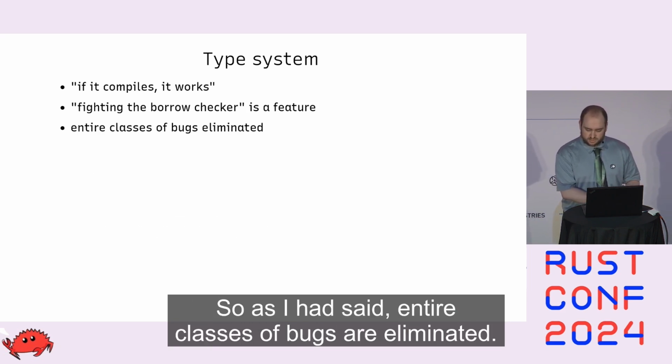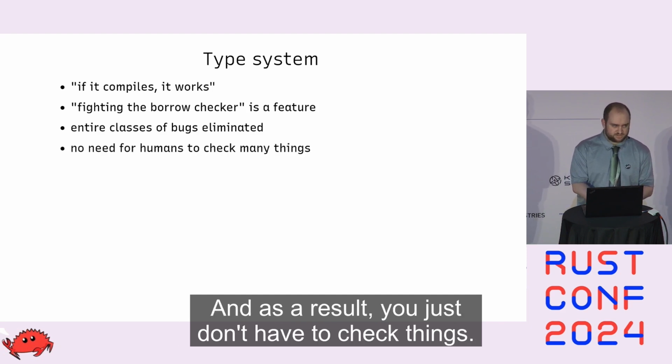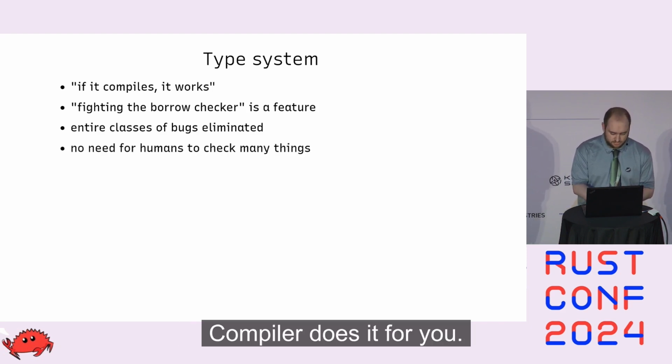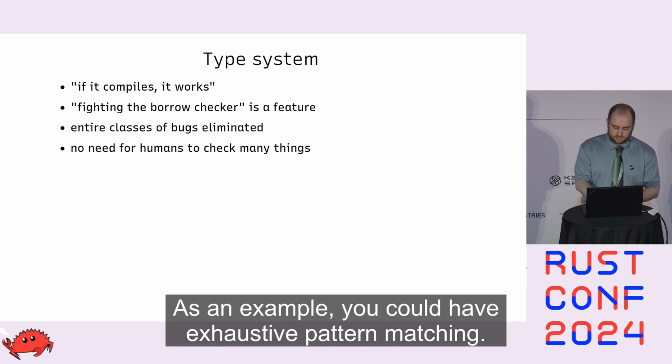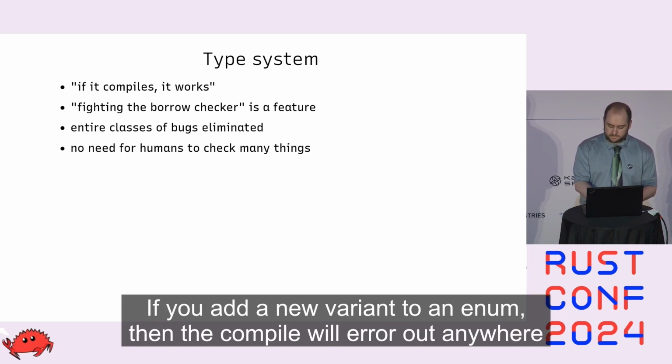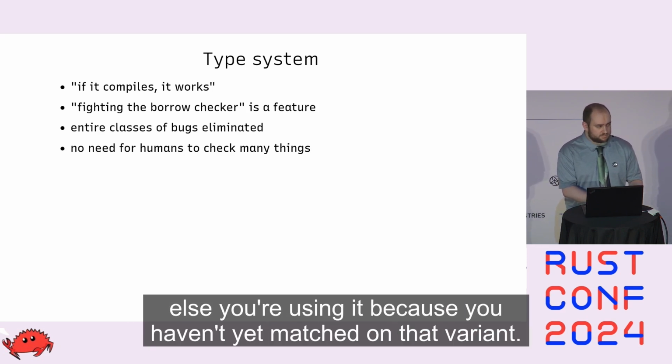So, as I had said, entire classes of bugs are eliminated, and as a result, you just don't have to check things. The compiler does it for you. As an example, you could have exhaustive pattern matching. If you add a new variant to an enum, then the compiler will error out anywhere else you're using it because you haven't yet matched on that variant.